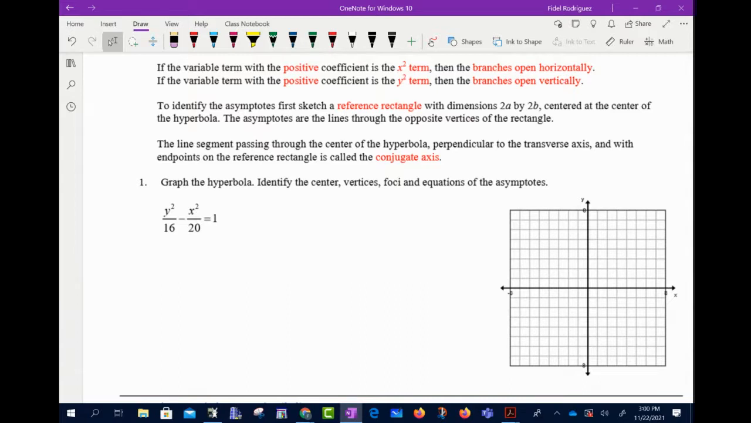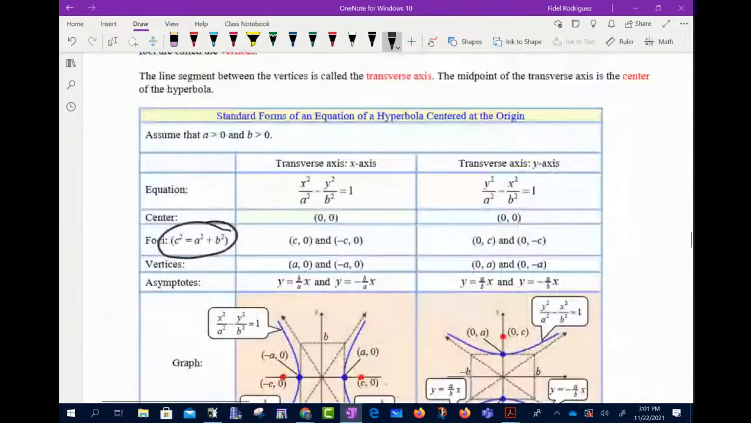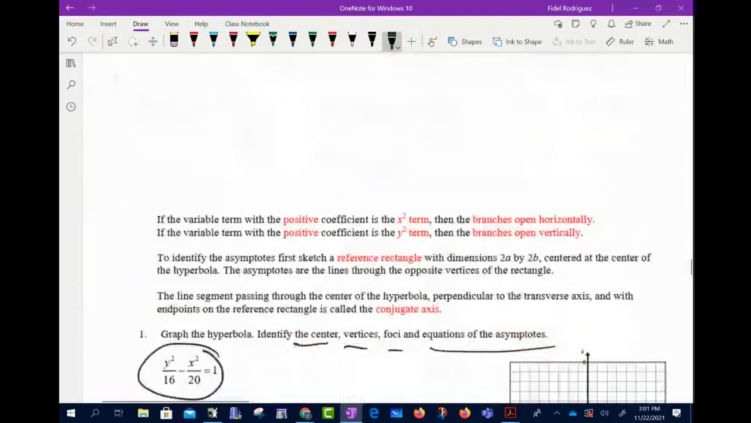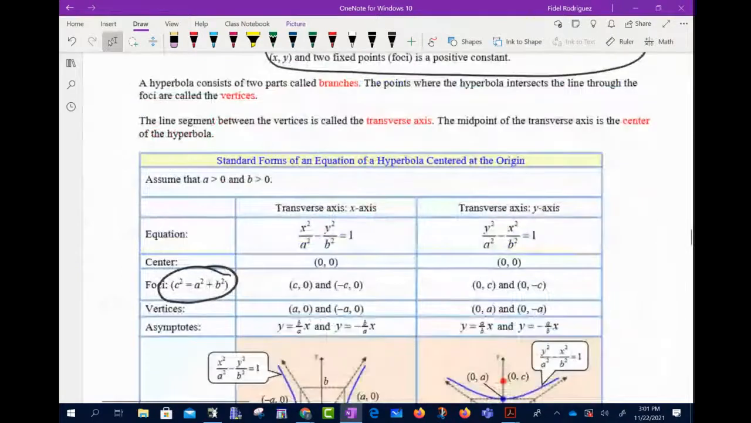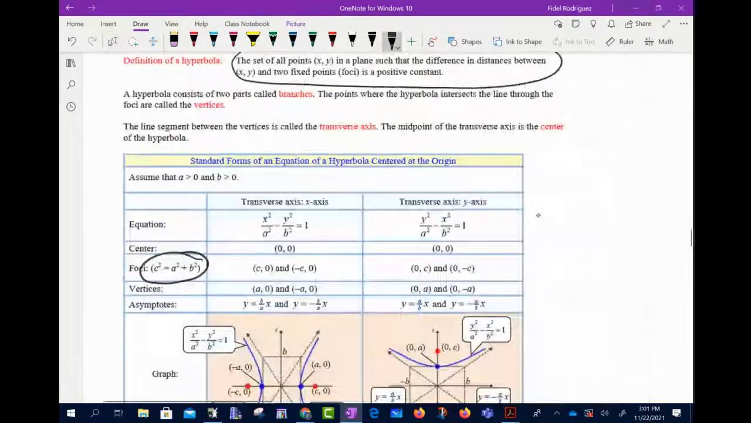All right, so let's see. Number one says graph the hyperbola. We want to find the center, the vertices, the foci, and the equations of the asymptotes. First thing, let's take a look at this equation here, and I'm going to write it back up here where the other one was. So what is it? y squared over 16 minus x squared over 20 equals 1.